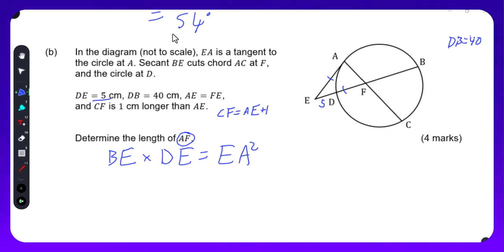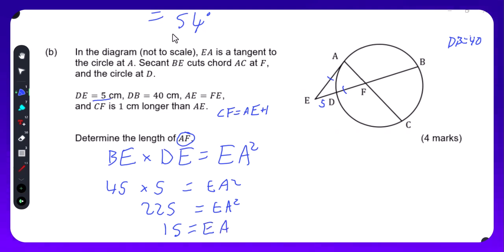So BE, we know that that one is going to be 45, because DB is 40, and then we have to add another 5 to get to E. And like I just said, DE is 5, we've already been given that, so 5 times 45 equals EA squared. You end up getting 225 equals EA squared, and therefore 15 equals EA. Now that we've got our measurement for AE, that will tell us some important things, because remember that AE plus 1 will get us CF. So that means that we know that CF is going to be 16.